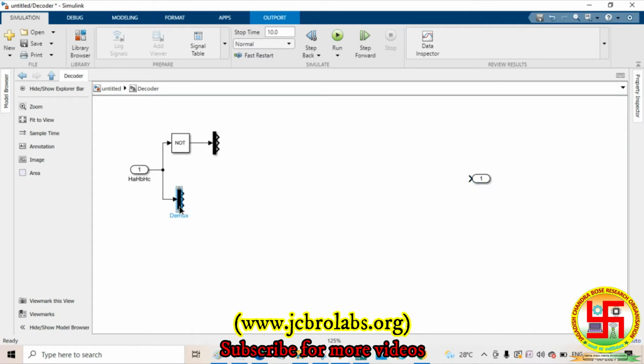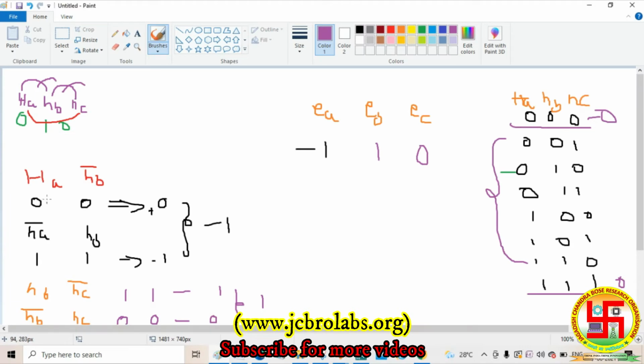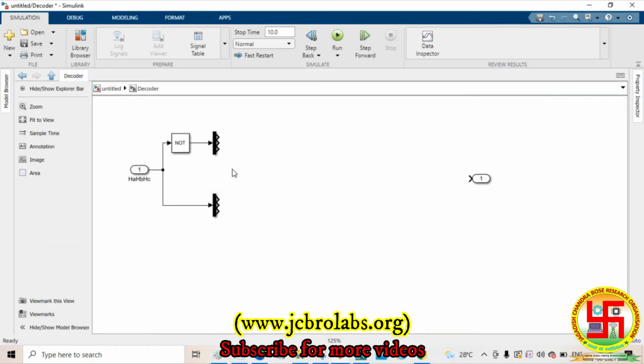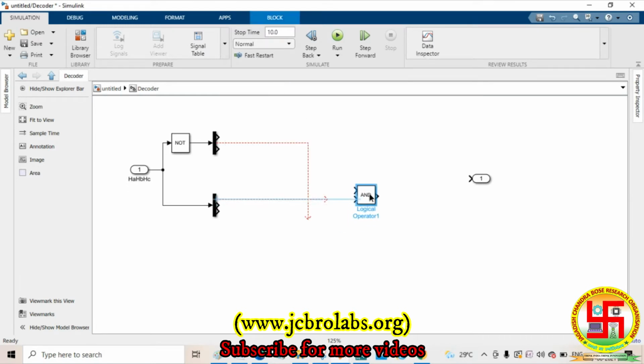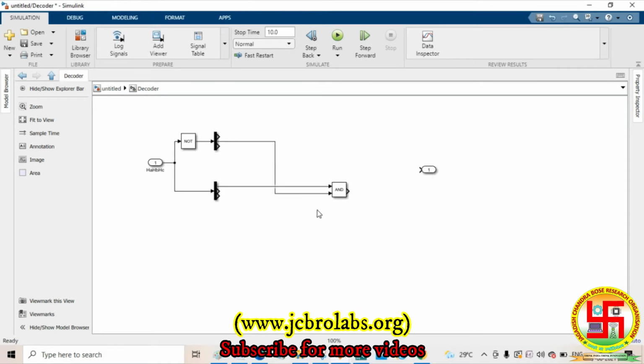Now from here, first one we will take HA, HB bar, and I need to connect it. So this is HA and this is HB bar. Where do I need to connect? To a logical operator, that is the AND gate which we have taken. So one is HA, then HB bar. So now HA, HB bar is completed.